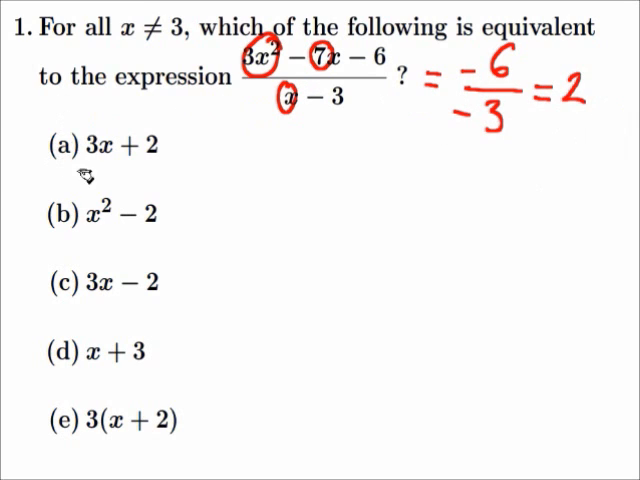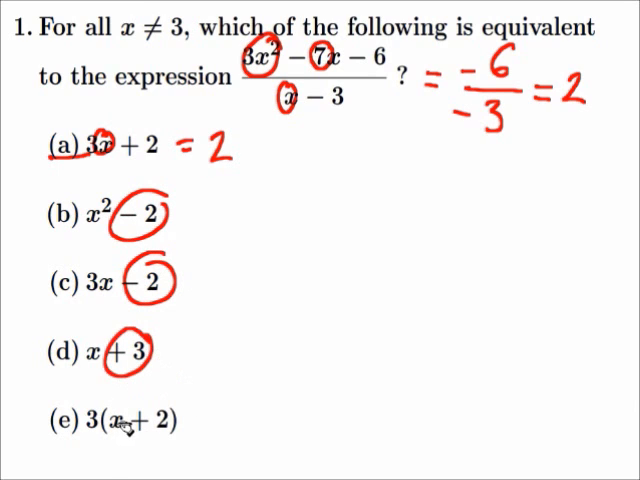So now let's try plugging in 0 into each of the answers. If we plug in 0 here, we get 2. Hey, that matches. So this is a potential candidate for the right answer. We plug in 0 here, we get negative 2, 3. Plug in 0 here, this just becomes 3 times 0 plus 2, so 3 times 2, so that's going to be 6. So the only one that matches is A. So we know the correct answer is A.